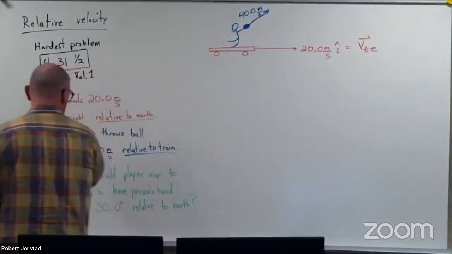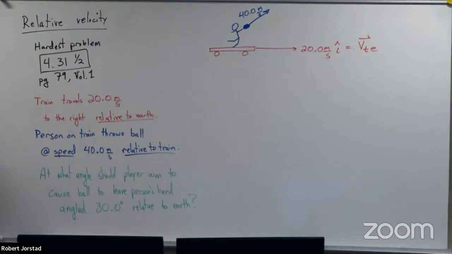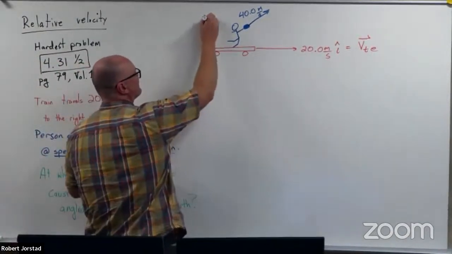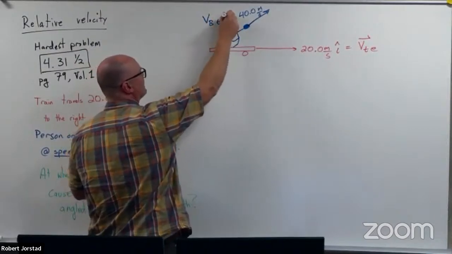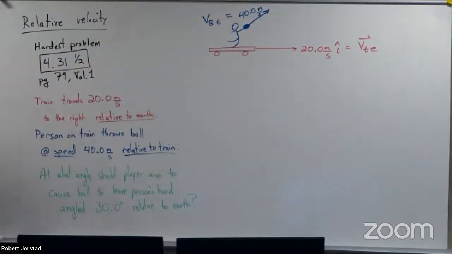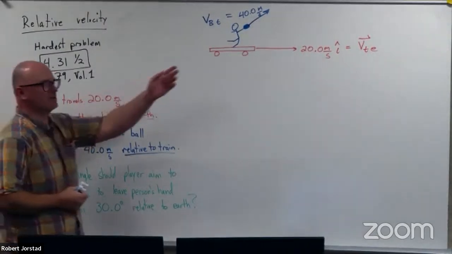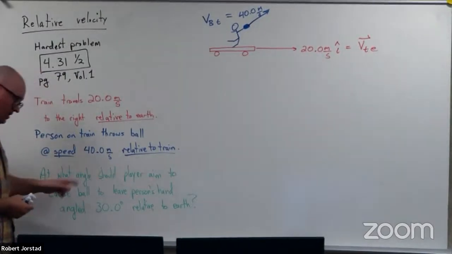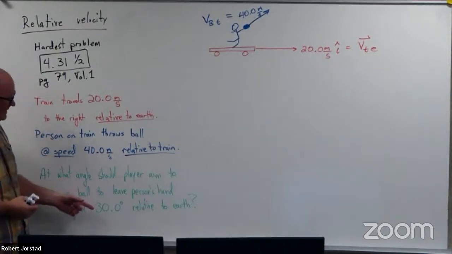All right. So the person throws the ball with some speed, 40 meters per second relative to the train. Well, that tells me that this is a speed, the speed of the ball relative to the train. Got it. And notice that's not a vector because we don't know the angle yet. Let's keep reading. I know this is a little bit light, I apologize, but here it says, at what angle should the player aim to cause the ball to leave the person's hand, angle theta.